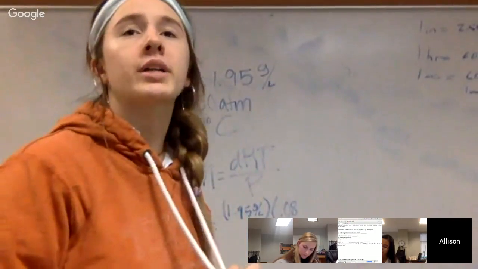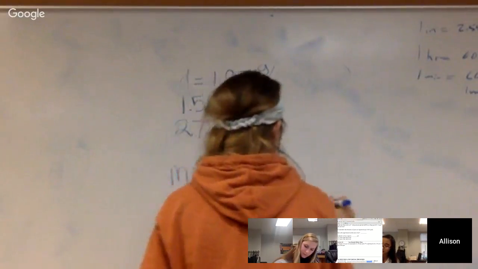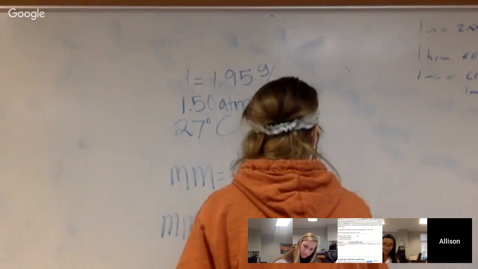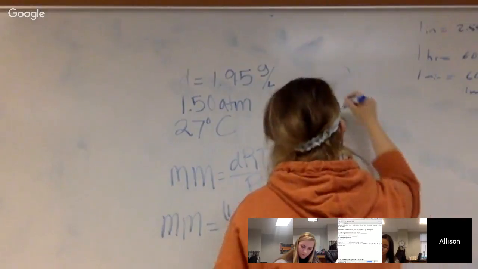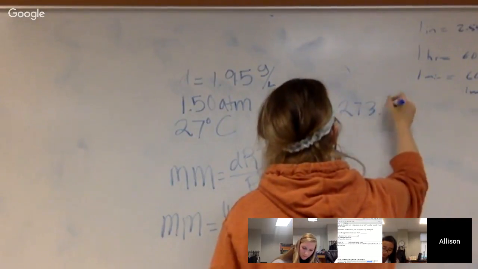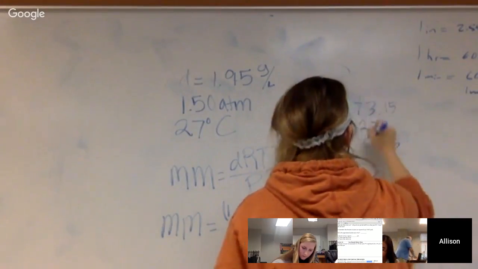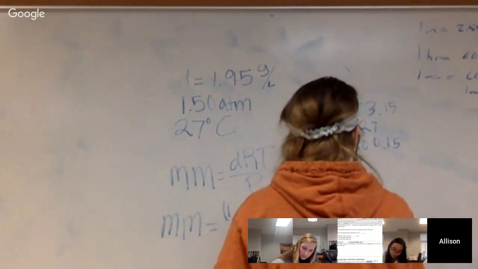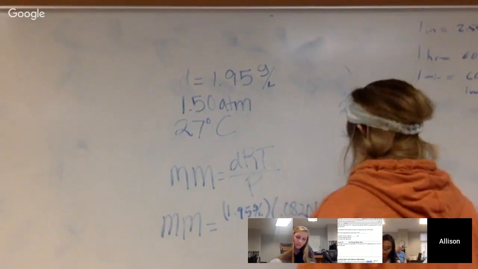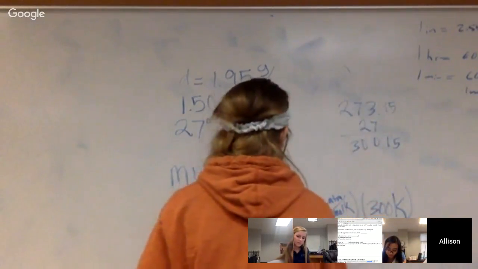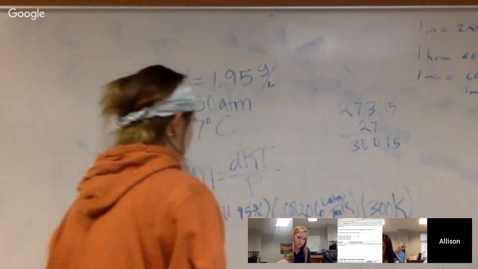You guys, what's R? 0.08206 liter atmospheres per mole Kelvin. Okay, I'm assuming that you guys plugged into the molar mass is equal to dirty P. And I'm hoping that it becomes second nature that you must convert out of Celsius, yeah?